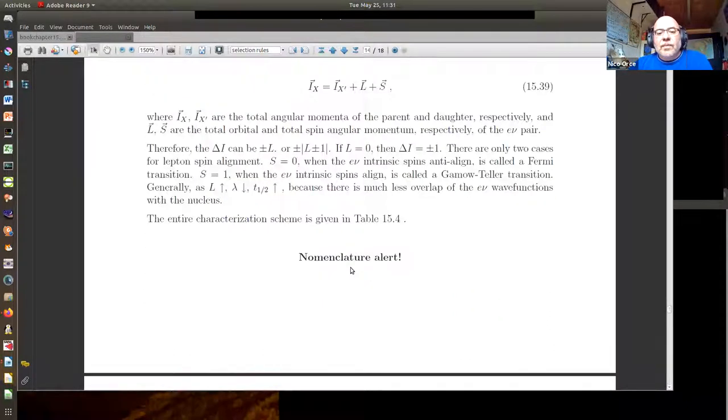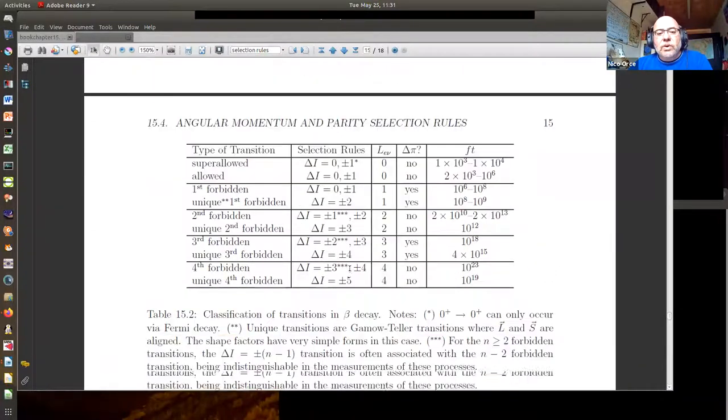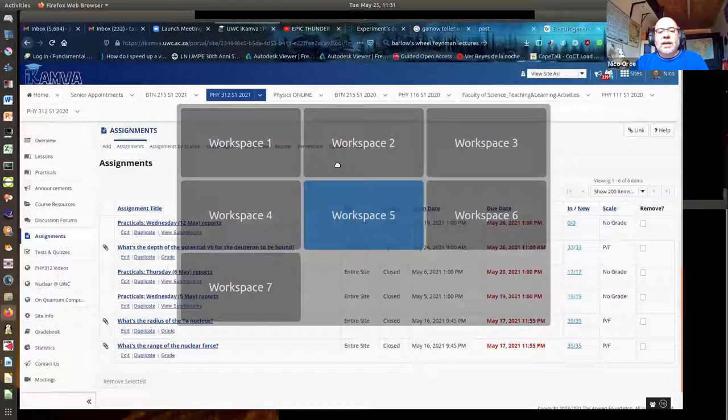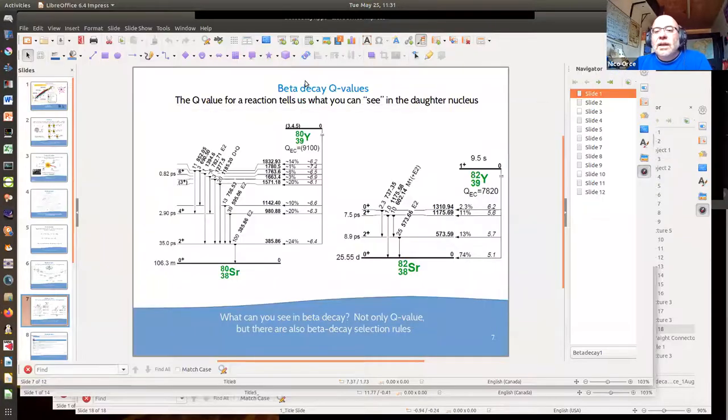And basically, this is what I want you to remember more. We have these super-allowed transitions, where basically the difference in spin is zero or plus minus one, which implies basically that this one plus is the case either to the one plus or plus minus one, right?